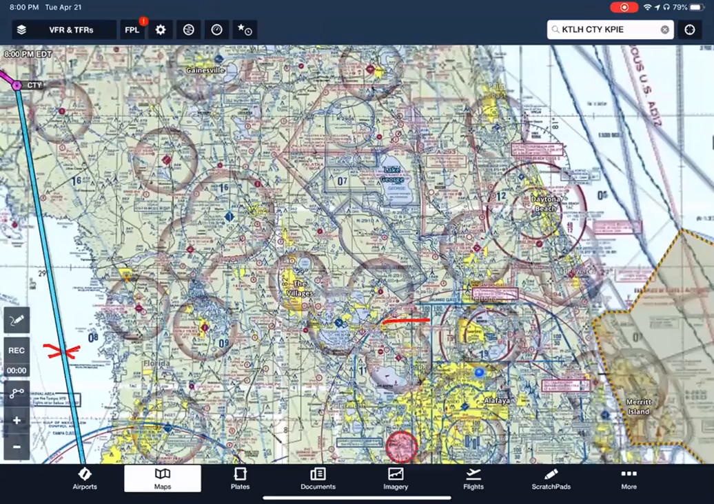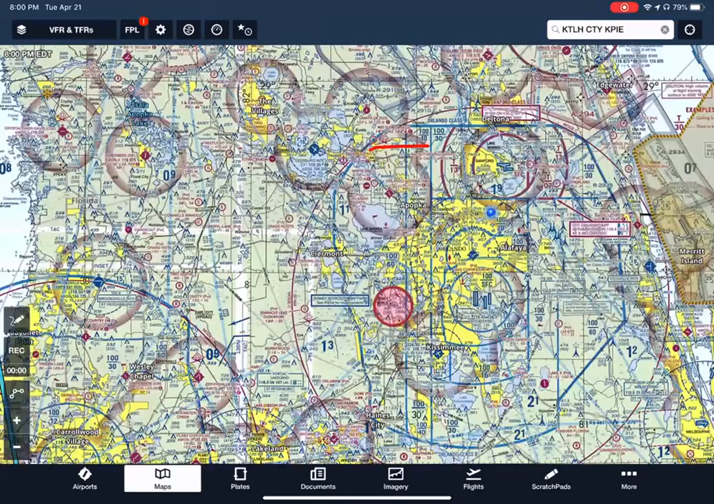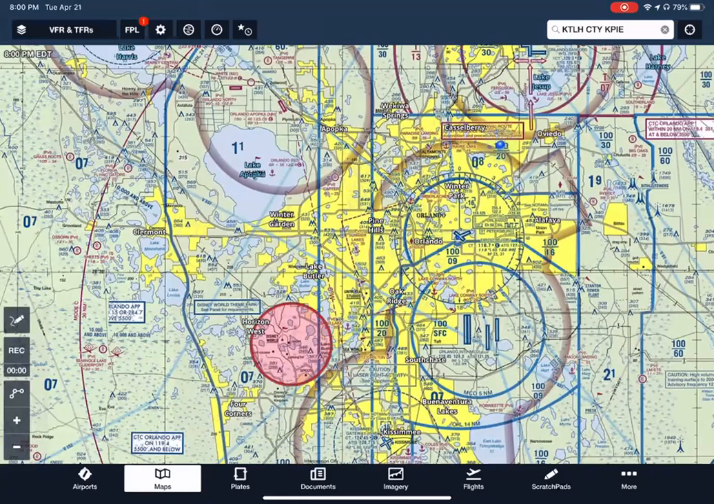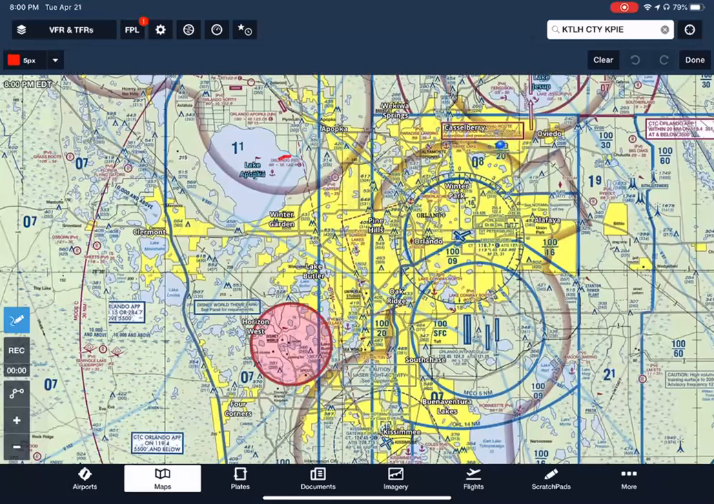There was an accident a number of years ago, probably about 15 years ago. It was a flying club airplane out of Orlando Executive. They were here on the west shore of Lake Apopka, right about here, and they noticed they had no oil pressure, but they looked over at their oil temperature and it was normal. So they decided to head back towards Executive.